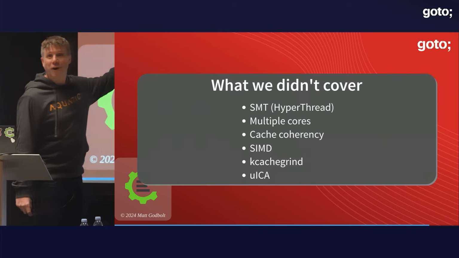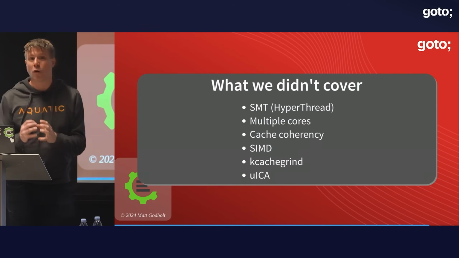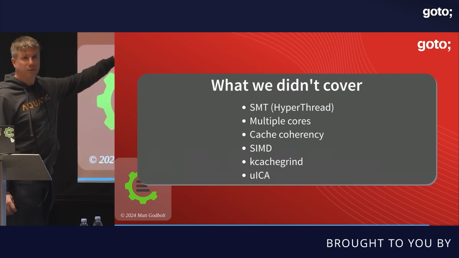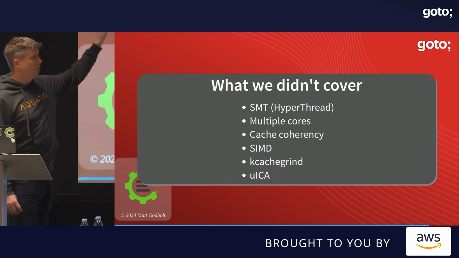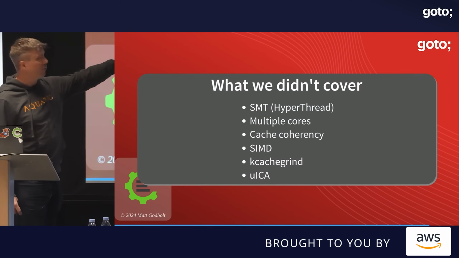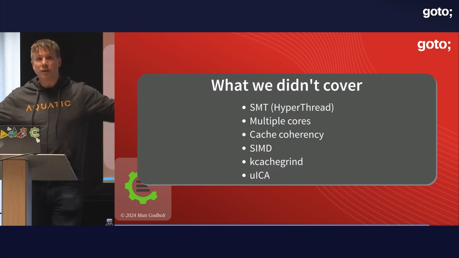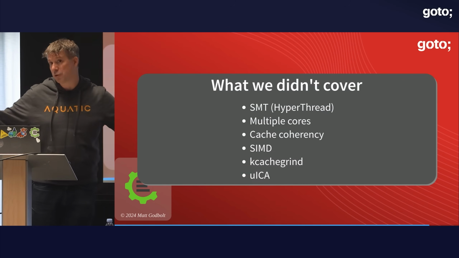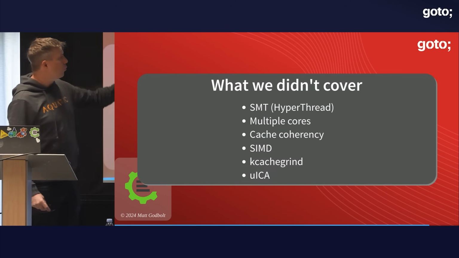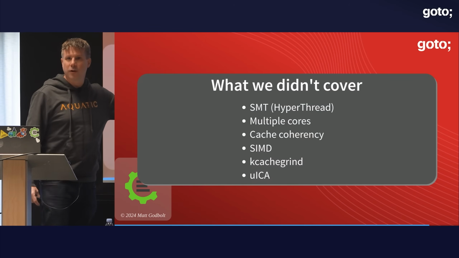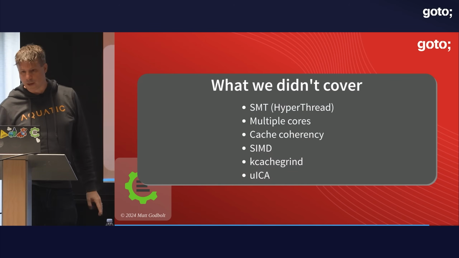We didn't cover tons of things. This has all been a single core on a single machine. We didn't talk about symmetric multi-threading or hyper-threading, the multiple cores and the cache coherency issues that come from that. There is also SIMD, which is where each instruction is doing multiple pieces of work at once for the same cost, which is pretty cool. And there are some other cool tools called kcachegrind and uICA that can do even more analysis and drill down on that. Thank you, everybody.